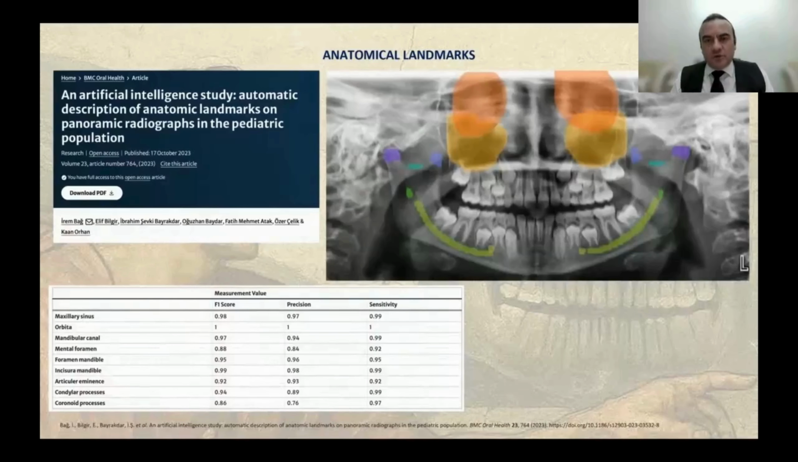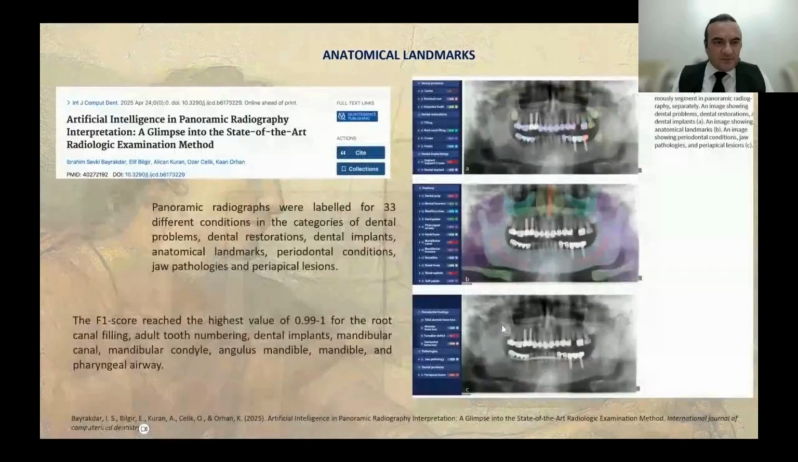but we are also doing it for the mixed dentition, to detect the anatomical landmarks and the tooth numbering as well. This is quite challenging, because in the mixed dentition the machine needs to understand what is really the deciduous teeth and what is really the anatomical landmarks. But as you can see from the study, we achieved quite nice F1 score, precision and sensitivity for the anatomical landmarks as well.